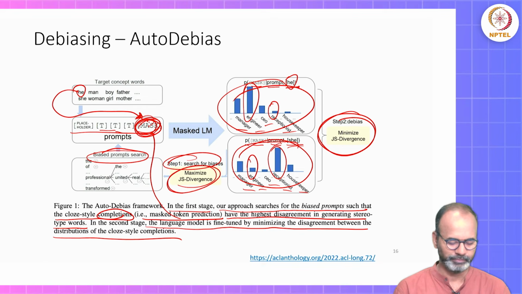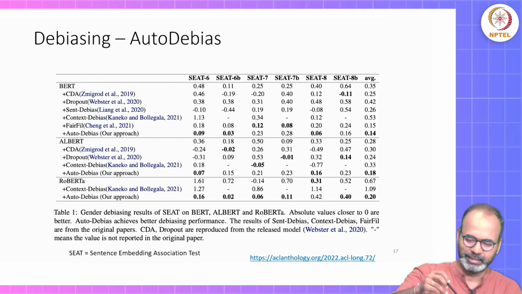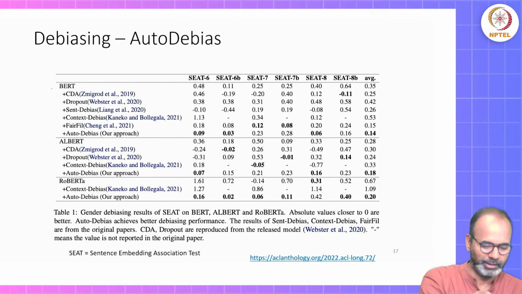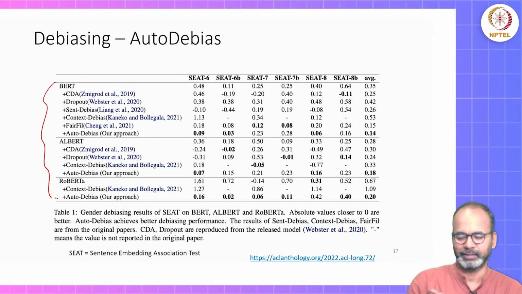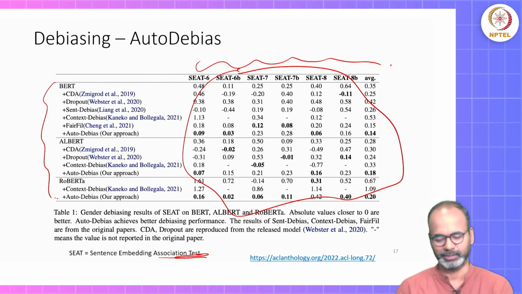All right. Hopefully that helps you to understand how this Auto-Debias works. Again, like I said before, all papers will end things like this, which is different models. SET stands for sentence embedding association test, different tests that were done, and some scores saying which worked and which did not work.